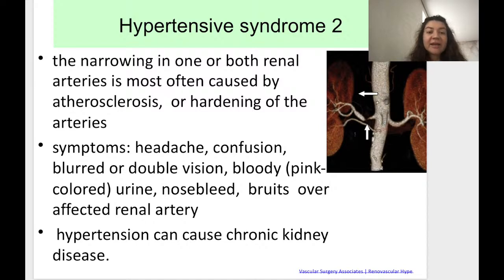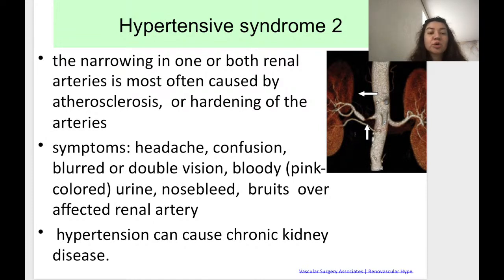Symptoms: it can be headache, confusion, blurred or double vision, bloody or pink-colored urine, nosebleeds, bruits over the affected renal artery. They are all symptoms of hypertension except for bruits.